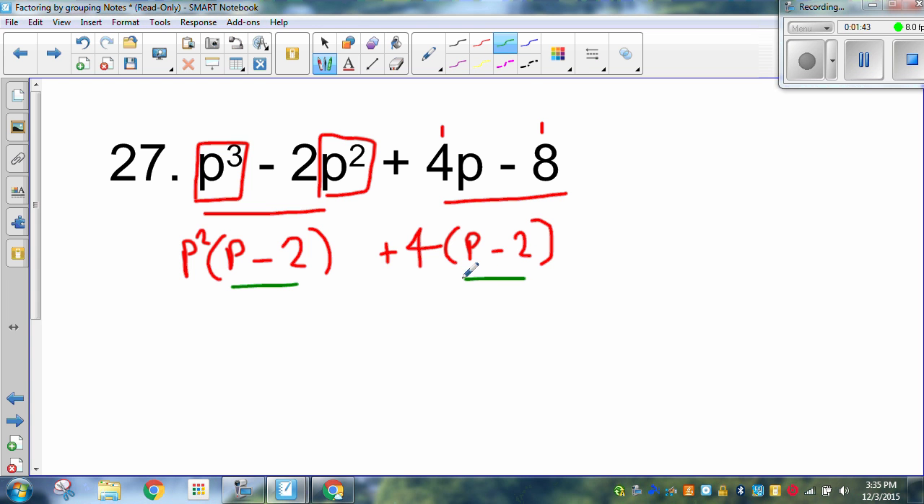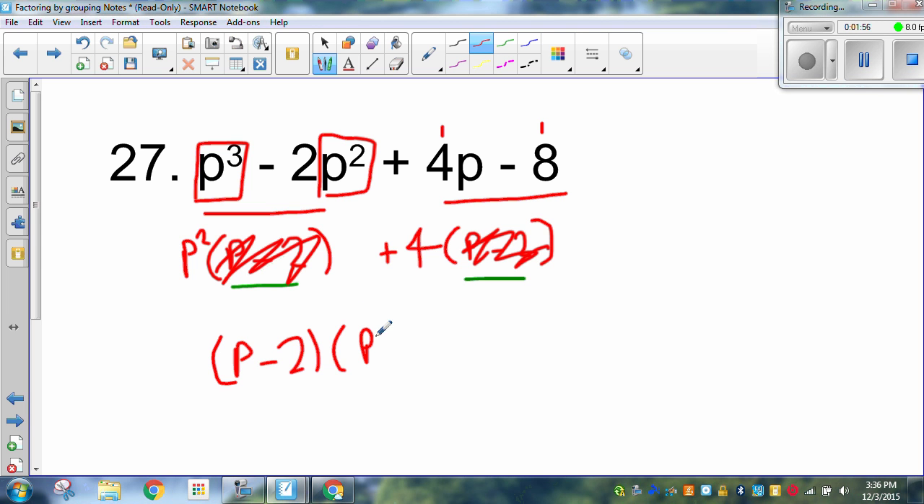And now that we've done this, you know how to do these kinds of problems. We factor out these two groups, p minus 2, and if you look at everything else, if you sort of black these out, you can clearly see it's p squared plus 4, and we just put that in parentheses.